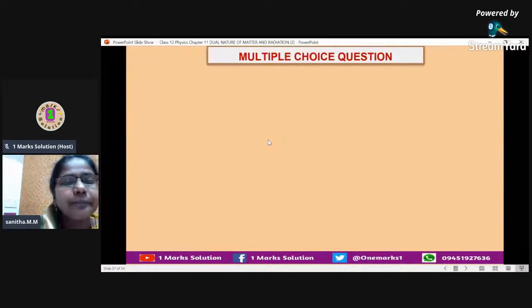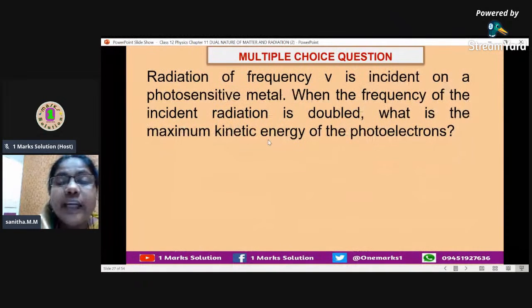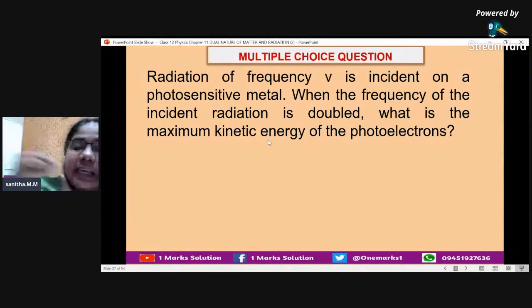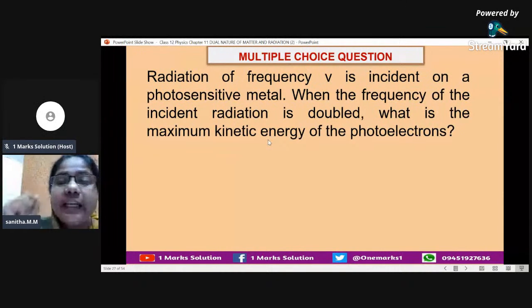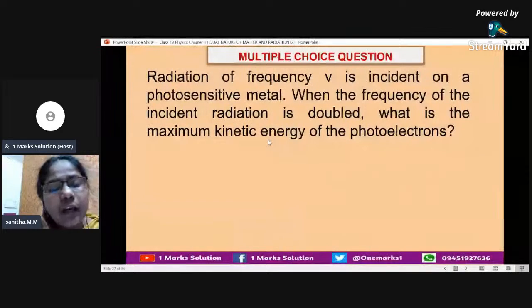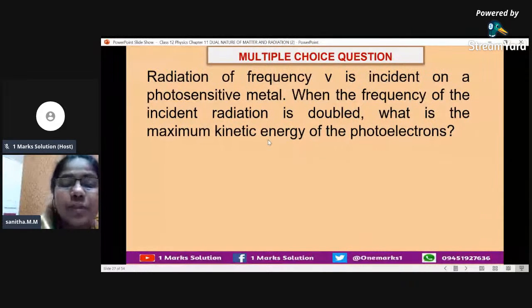Now we can go for the next one. The radiation of frequency nu is incident on a photosensitive metal. What is a photosensitive metal? When light is incident, electrons will be ejected. In between, I want to say one more thing. When the light is incident on it, electrons will be ejected at that time itself. That means the time lag between incidence and emission is 10 raised to minus 9 second. That means nano. That means it is an instantaneous process. It is one of the laws of photoelectric emission. This also you have to add. This is also very important. Photoelectric emission is an instantaneous process.